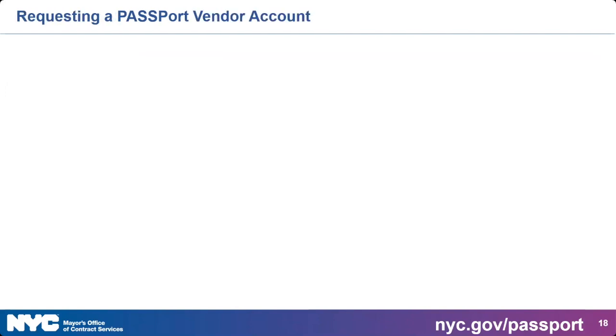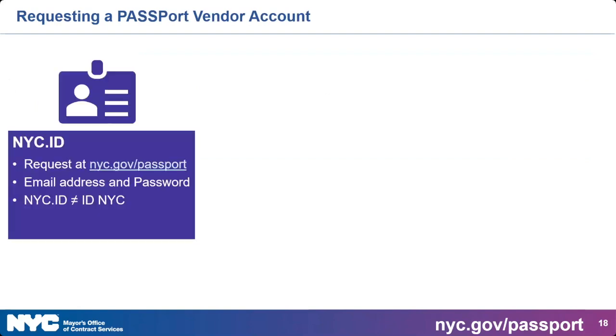So here are some things you need to know about requesting a Passport vendor account. To create a Passport account for your organization, you'll need to have a NYC.ID. A NYC.ID, pronounced nice ID, is an email address and password that you will use to log into Passport. You can also use the same nice ID for other city agencies, city services. Note that this is not the same as ID NYC, the city's identification program. nyc.gov/passport has a link where you can create a nice ID.